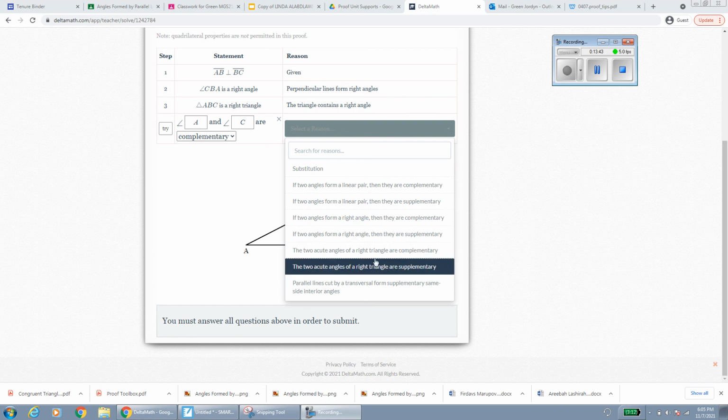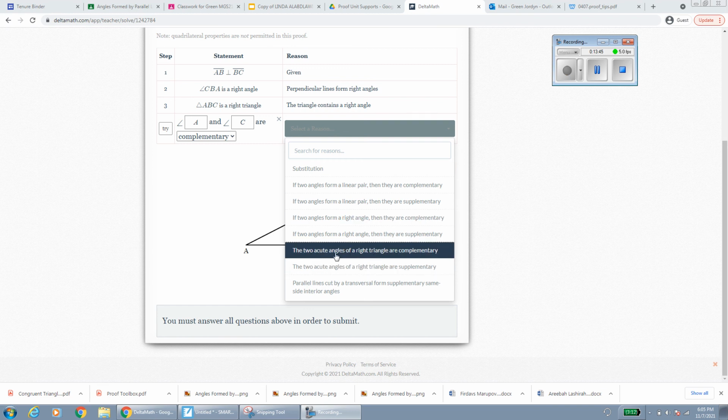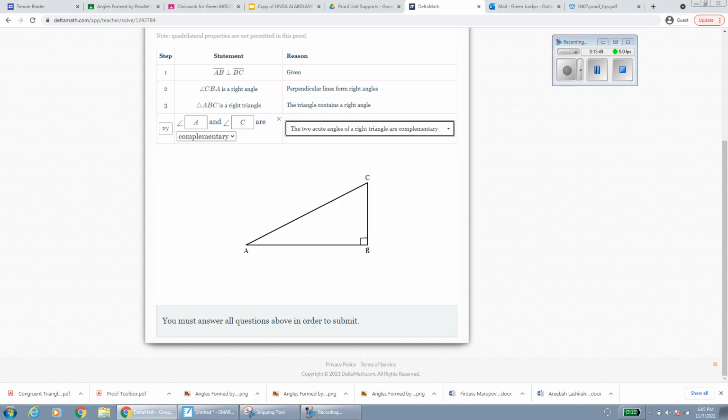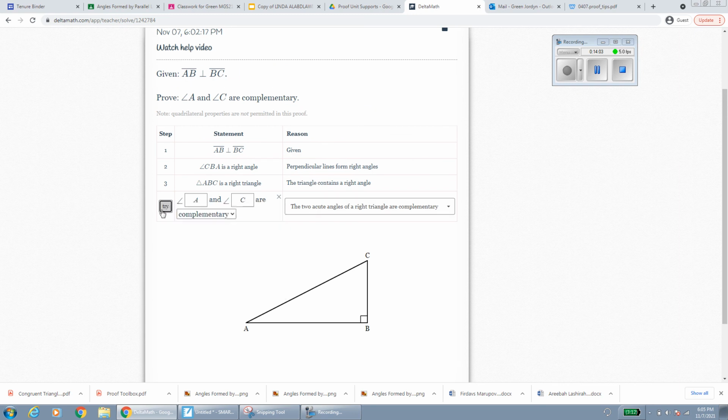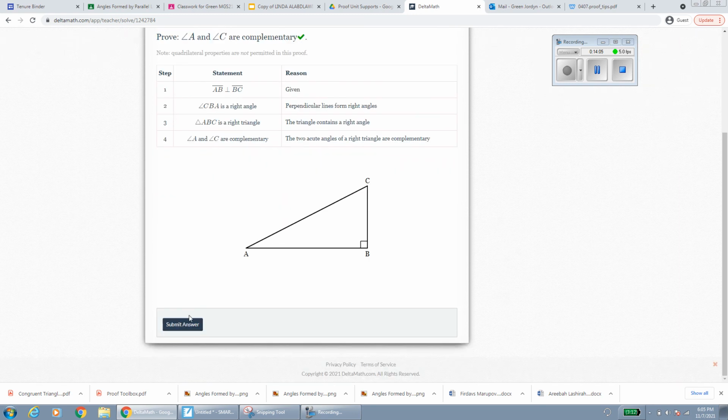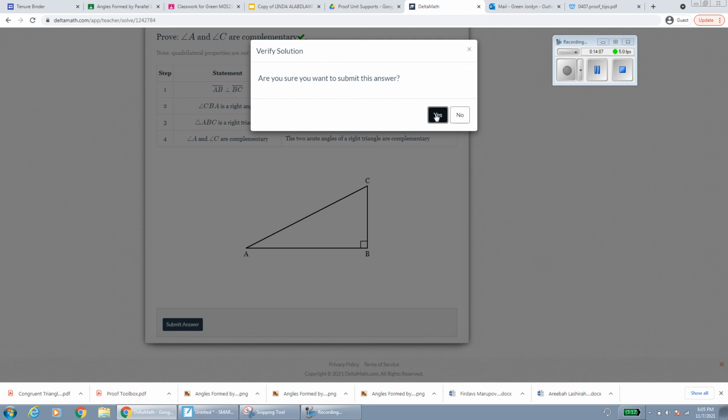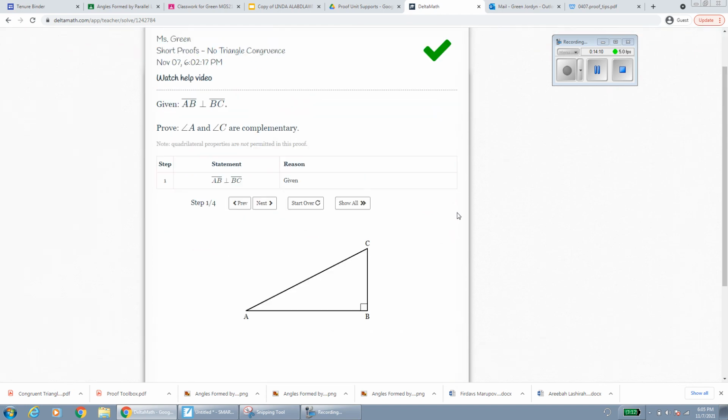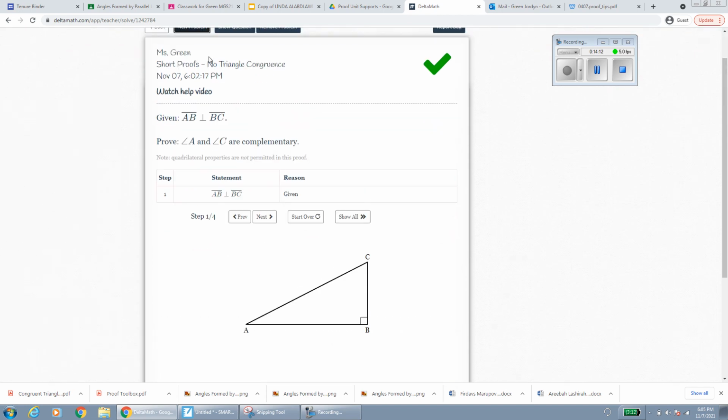So this one over here seems to be the one that looks like what we're looking for. The two acute angles of a right triangle are complementary. Since these two angles need to add up to 90 degrees, they each must be less than 90, and they're complementary because they have to add up to 90, because 90 plus 90 makes 180. So let's check it out. And there we go. We did it. Let's move on to the third one.